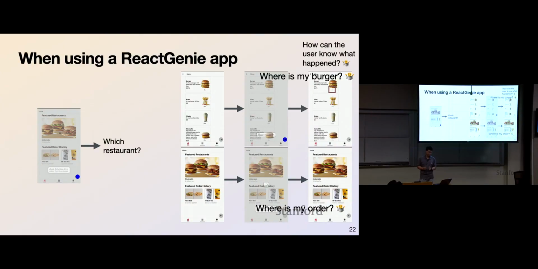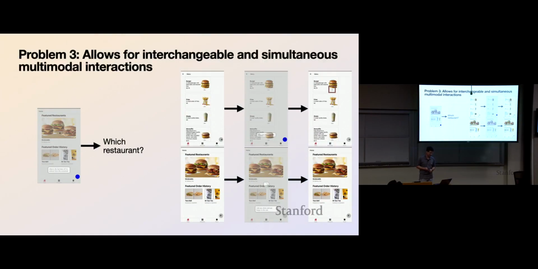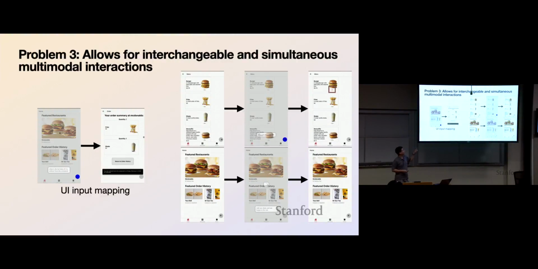So the user needs to know what has happened in the background. So what we did is we leveraged a concept called UI mapping. We want to establish the mapping between what's happening on the UI and what's happening in the backend. When the user says, order something from this restaurant, we need to understand what that tap point represents in all of the objects in memory.